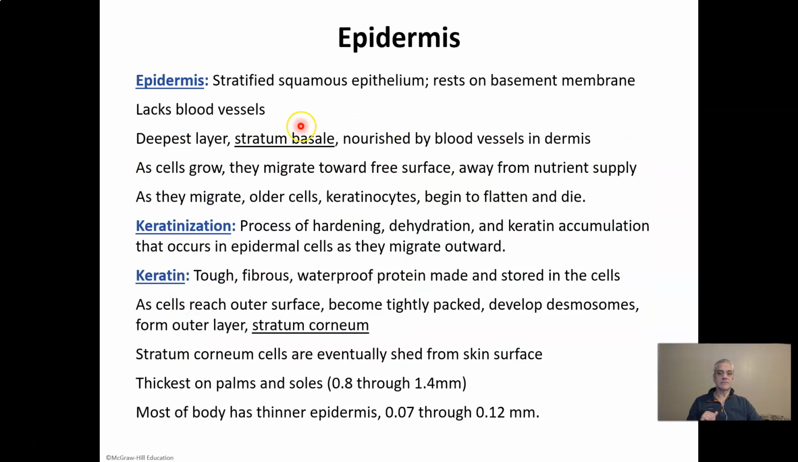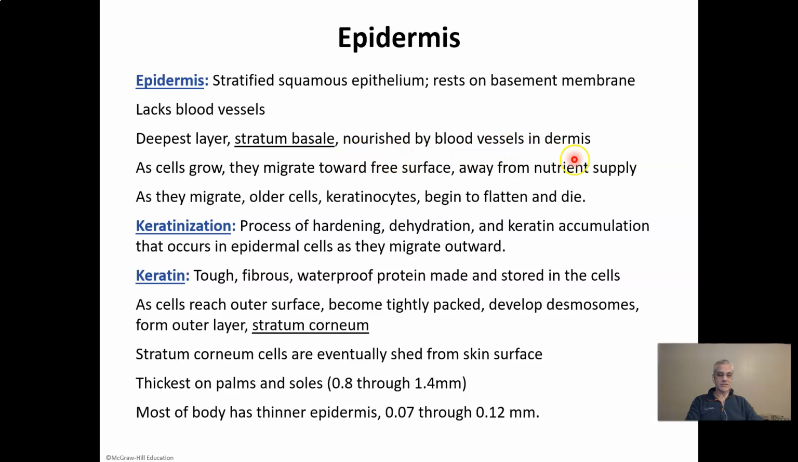All right, so some definitions. Epidermis: stratified squamous epithelium, rests on a basement membrane, lacks blood vessels. There are no blood vessels. It is avascular, like all epidermal tissue everywhere, all over your body. The deepest layer is called the stratum basale. Some people refer to it as the basale, as if it were a Latin or Italian term. I say stratum basale.